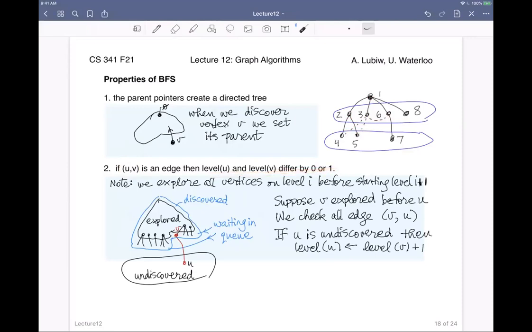The levels of U and V are going to differ by 1 in that situation. On the other hand, else U is a discovered vertex, but it's not yet explored, because we made this assumption that V was explored before U. So else U is discovered, but not explored.